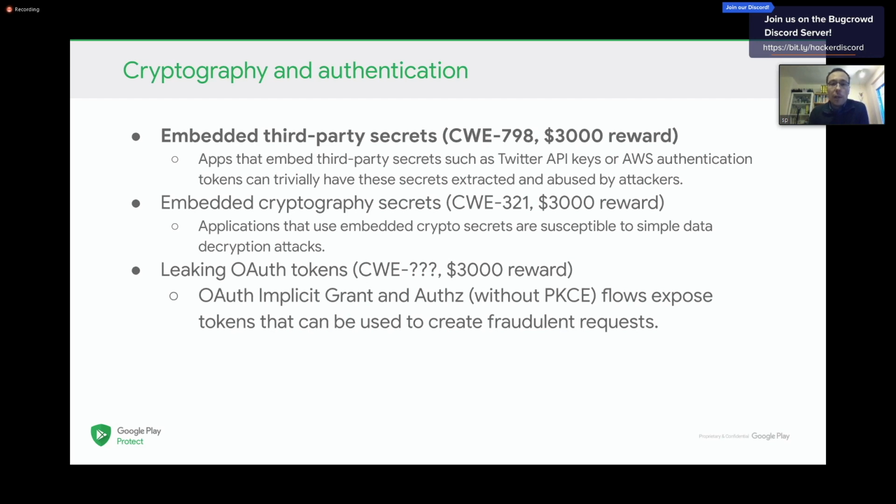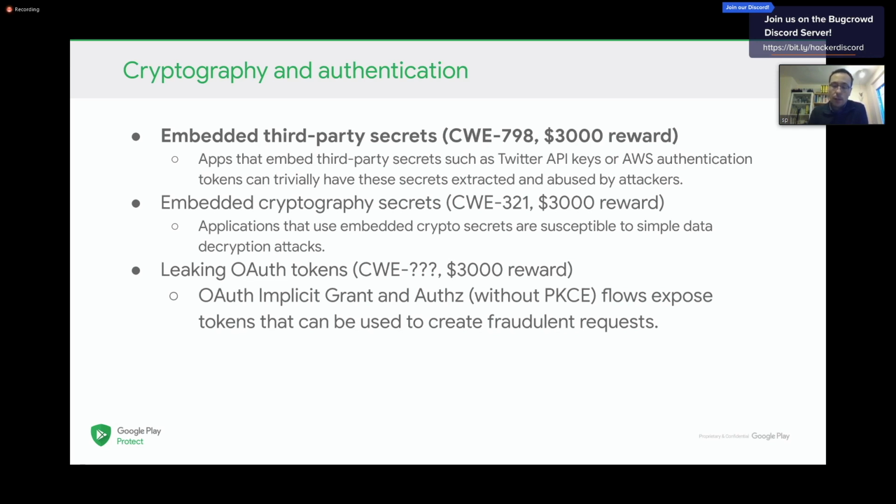What do you do about third-party secrets that you have, like API keys for Twitter, for Amazon Web Services, for any kind of third-party service that you want to authenticate with from your application? And we pay out $3,000 if you find a security vulnerability related to embedded third-party secrets, as we call them.